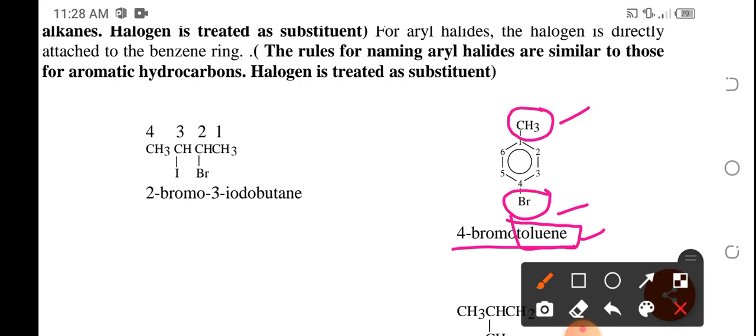And since methyl has priority over the bromo, the methyl will be on carbon number 1. Numbering it clockwise or counterclockwise, we have bromine attached on carbon number 4. So therefore, this is 4-bromotoluene. Still, the use of dash and no space is being followed.